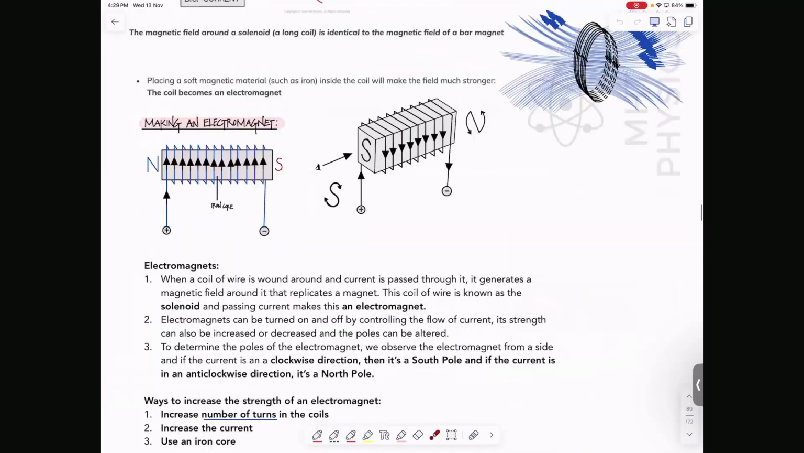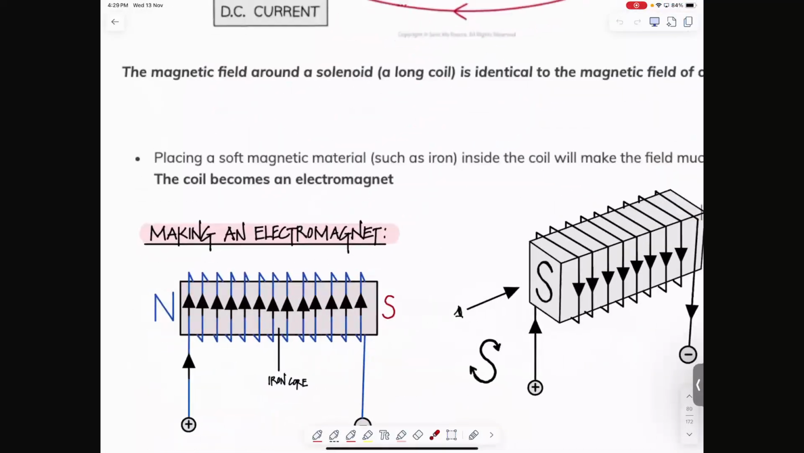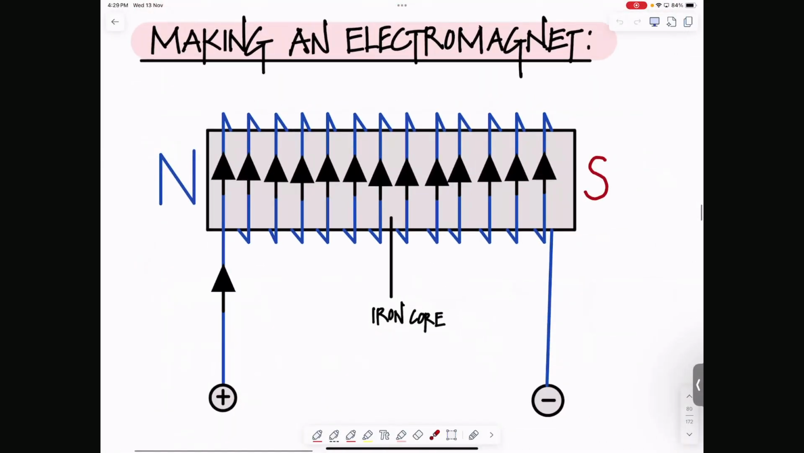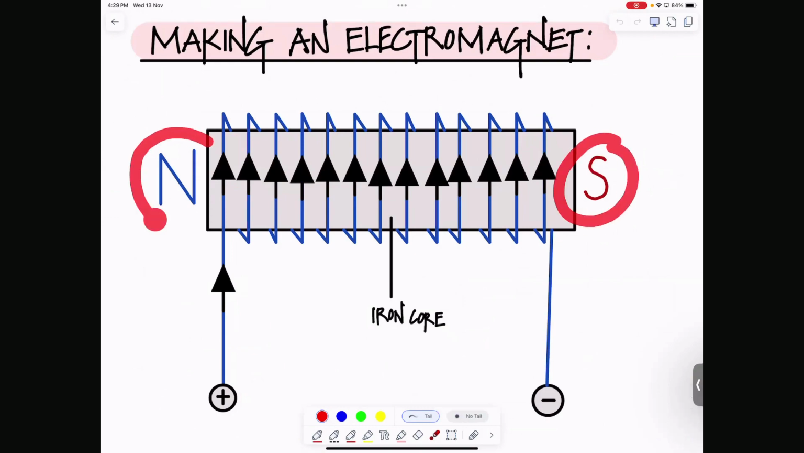Now, one last thing before we move on is this one. How do you find which side is the north pole and which side is the south pole of an electromagnet? It is called the right-hand rule. Okay, so what do we do in the right-hand rule? By the way, officially this is not allowed. It's only unofficially we talk about it.